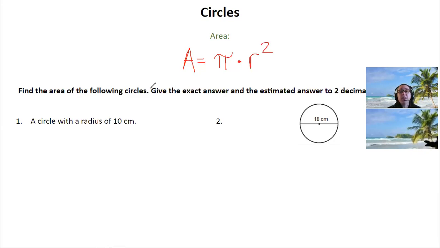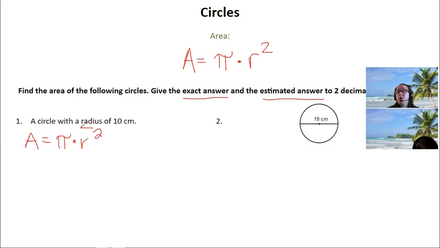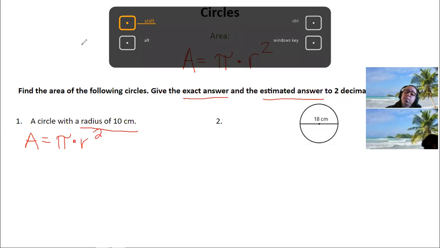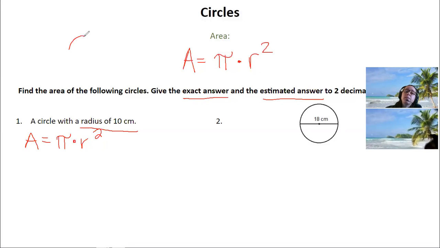I love it. Okay, so we want to find the area of the circles. We want, again, an exact answer and an estimated answer. So first step is we're going to write the formula down. Okay, so pi r squared. R is the radius. What is the radius that they gave us for number 1? We have a circle with a radius of what? 10 centimeters. Very good.